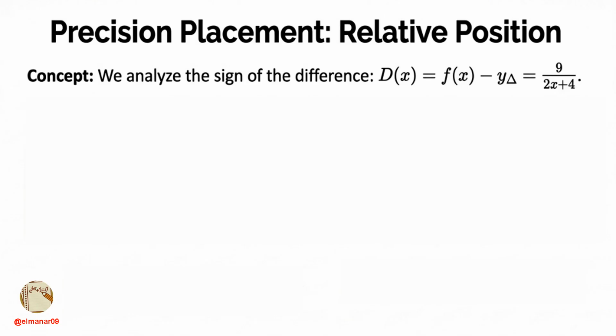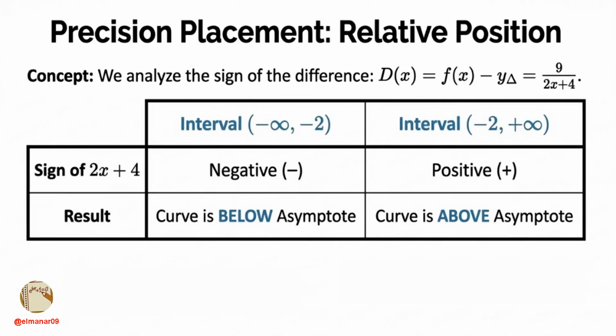Now use your heads. Look at that numerator. It's a 9. That's a positive constant. It's not changing for anybody. So the whole sign of this fraction depends entirely on the denominator, 2x plus 4. Look at this table I've put together for you. This is our roadmap. The first interval, negative infinity to negative 2, in this neighborhood, when you plug in those numbers, 2x plus 4 comes out negative. Since we have a positive 9 divided by a negative number, the whole result is negative.